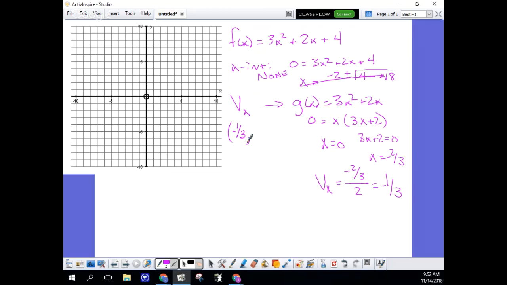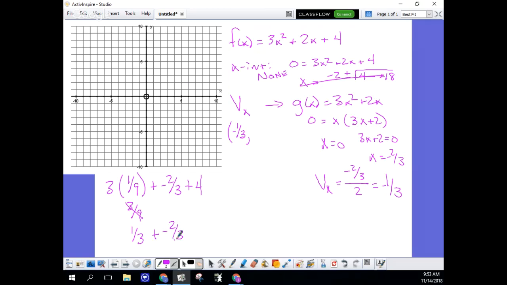And then my Vy, I've got to plug negative 1/3 in. So you've seen me do this a bunch. 3 times 1/9, because 1/3, you square the top and the bottom. Okay, plus 2 times negative 1/3 is negative 2/3, and then plus 4. So now 3 times 1/9 is 3/9, which is really 1/3. So that's good. Plus negative 2/3.